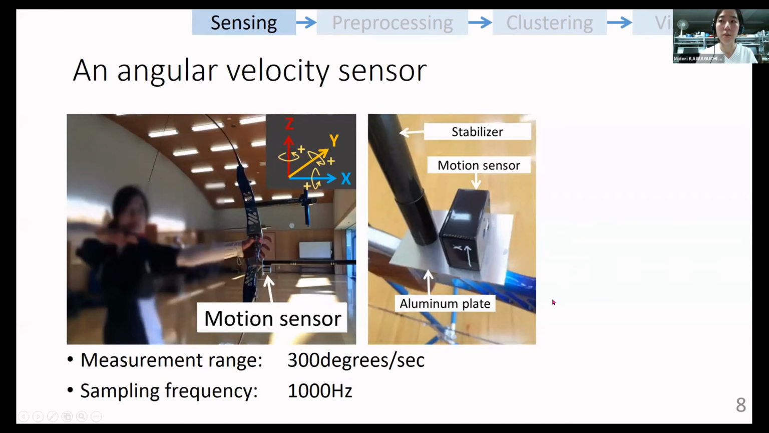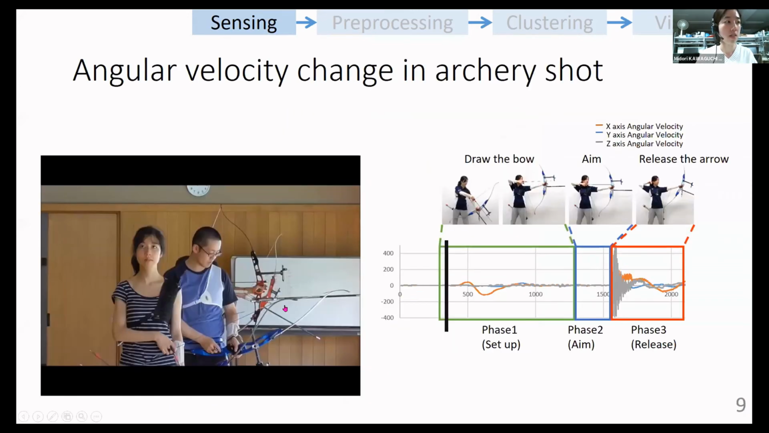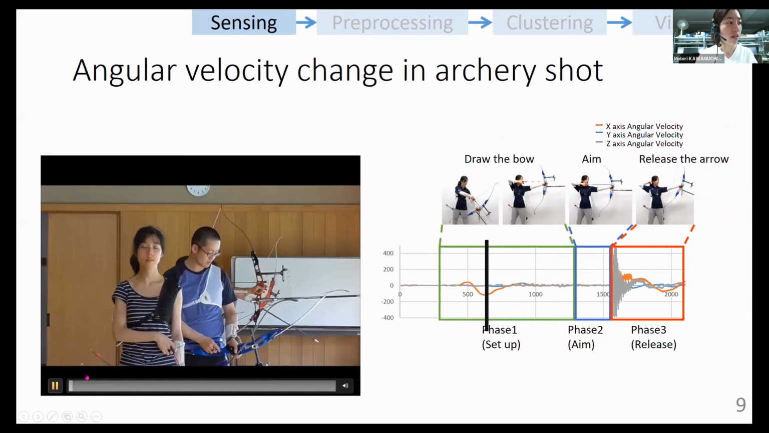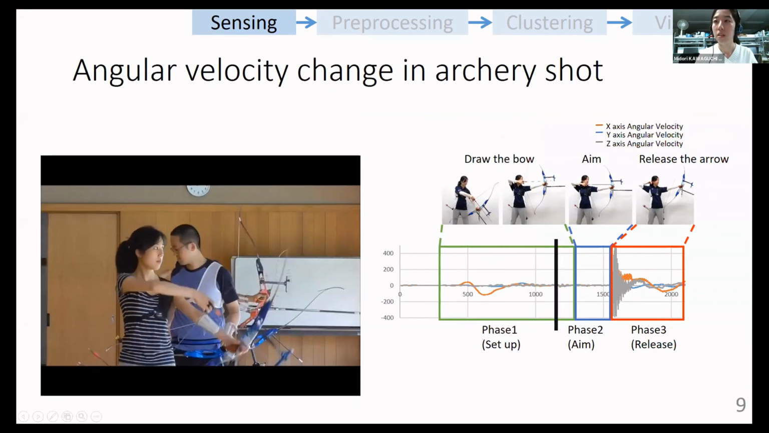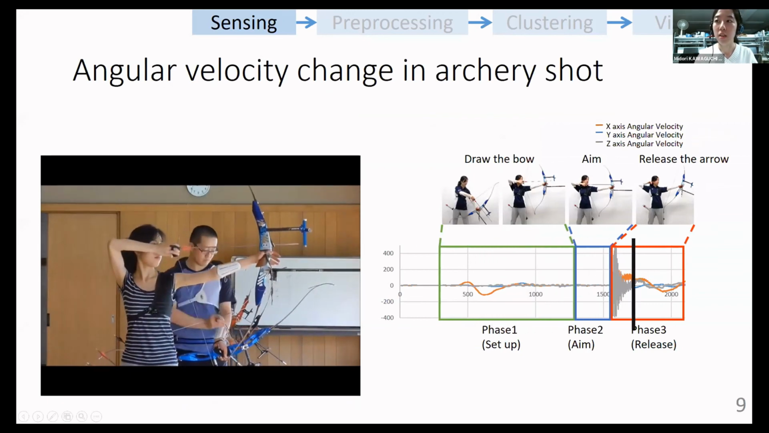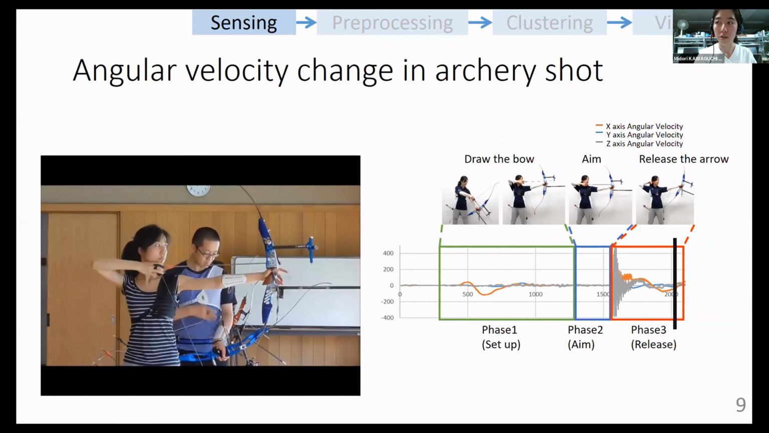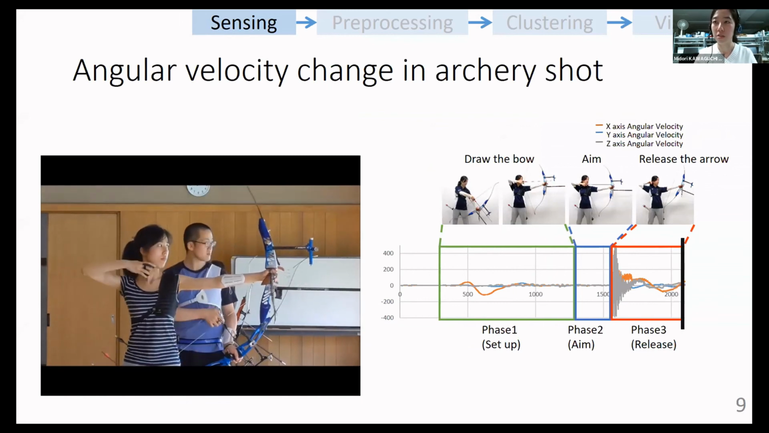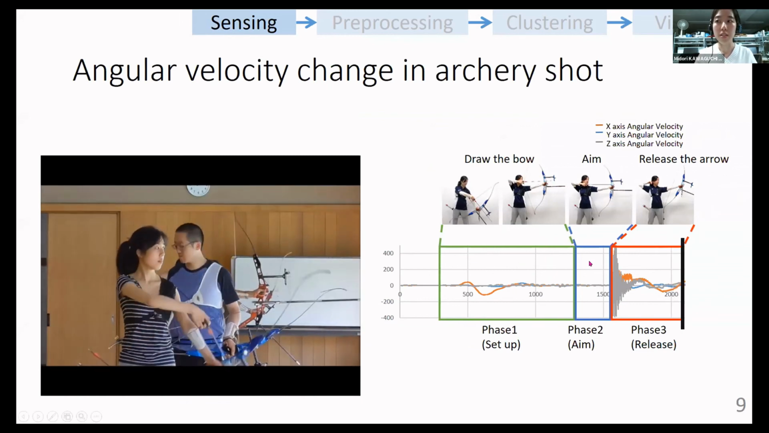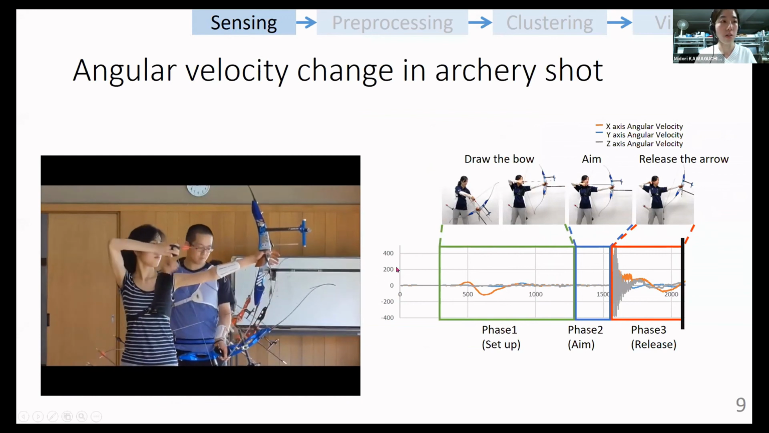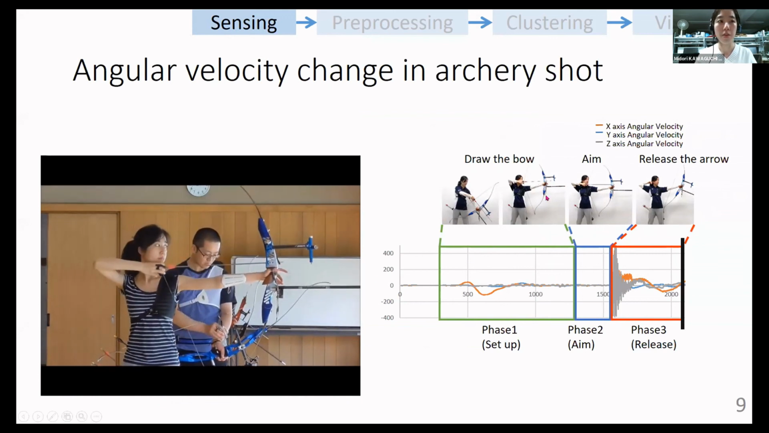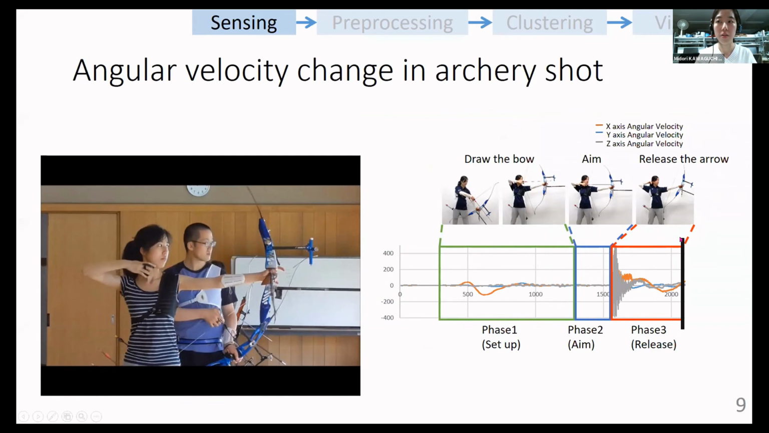Here's the detail of the angular velocity sensor used. The sensor is put on the bow like this. And be careful for sounds. This is a movie. This is my shooting movie and the angular velocity change of the shot. There are three phases in one shot: draw the bow, aim, and release the arrow.